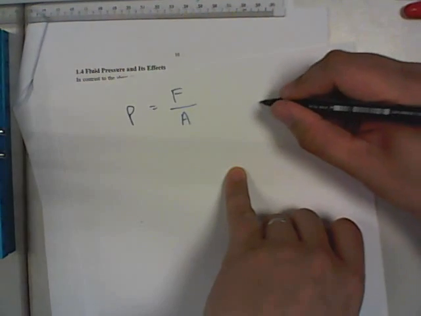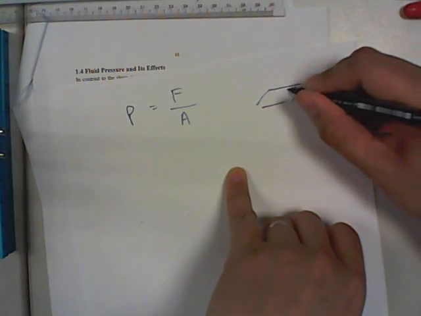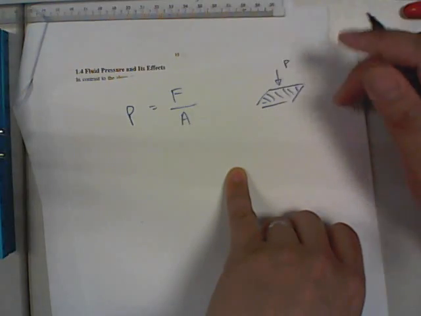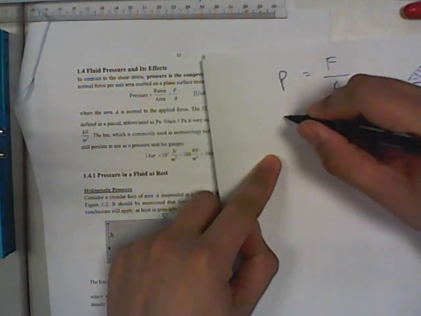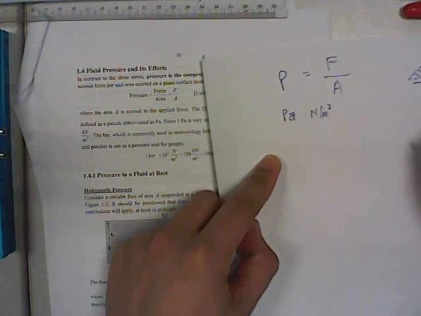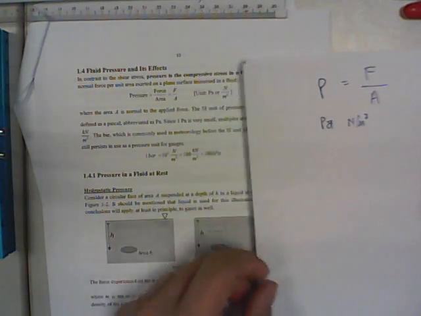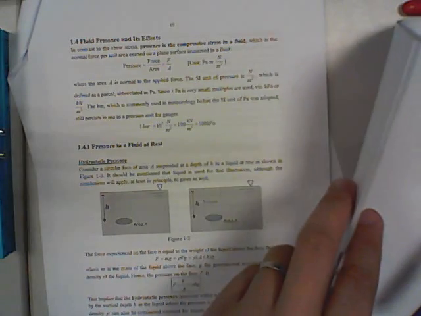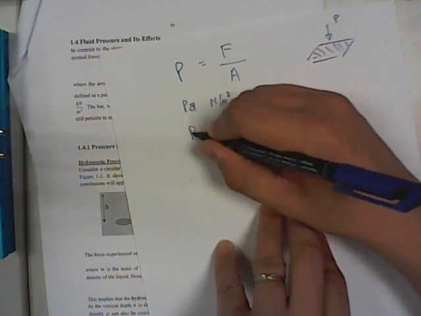What kind of force? If I have an area, the force acting perpendicular to the surface is the pressure force, and the unit is pascals, or Newton per meter square. On the notes there is a brief description of what it is and the typical value of atmospheric pressure.